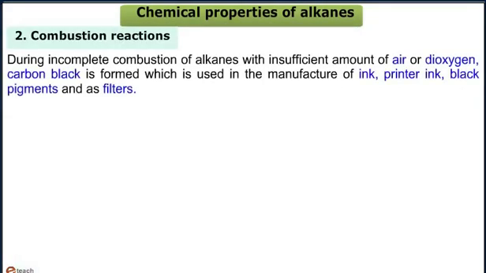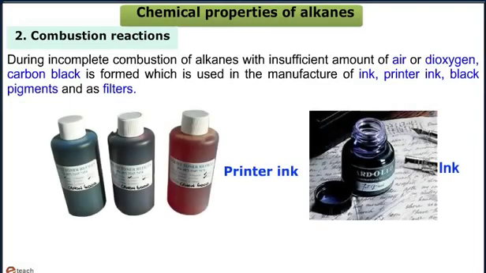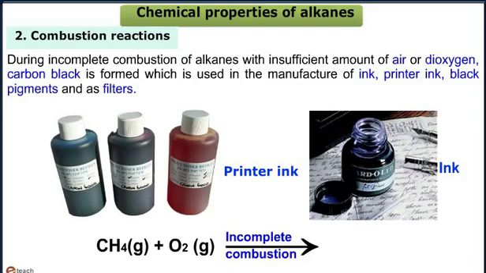During incomplete combustion of alkanes with insufficient amount of air or dioxygen, carbon black is formed, which is used in the manufacture of ink, printer ink, black pigments, and as filters. Consider the reaction CH4 plus O2, due to incomplete combustion, gives C, that is carbon, plus 2H2O.